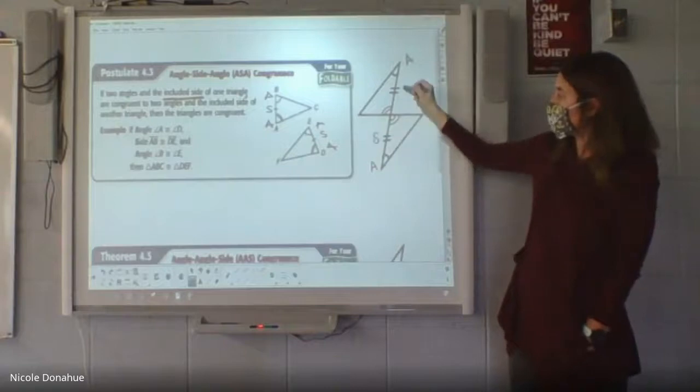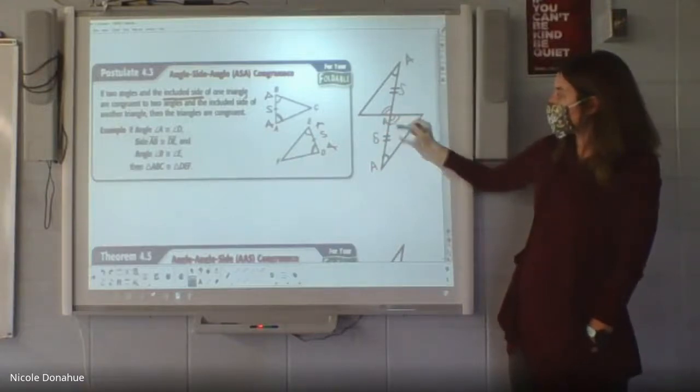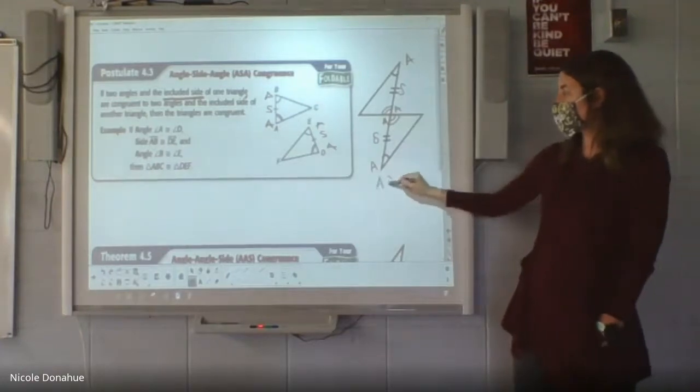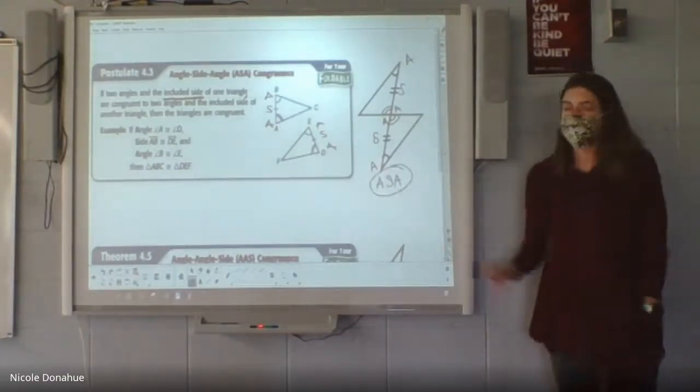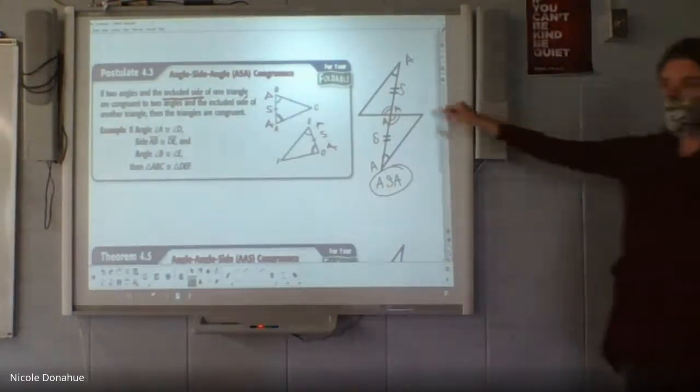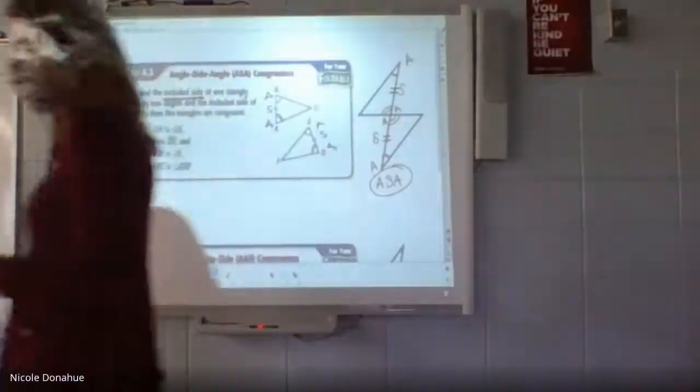They have this side. And then they have the angle in the middle. So I have angle, side, angle. So this one would be congruent by angle, side, angle. So it's that side between those two angles. So again, watch out for those vertical angles there. Those will come up a lot.